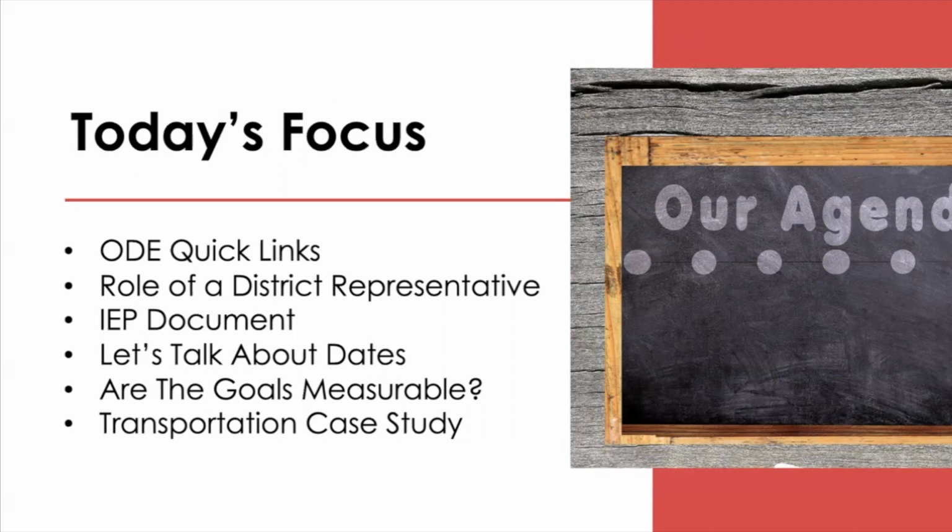We will briefly again touch on the role of a district rep and why that is important to make sure you have the right person in the right place. We will go on a little journey through the IEP document and the required elements of those as well. We'll talk a little bit about measurable goals. We'll do a little mini transportation case study with a couple little question and answer pieces. And then our hope is to get into some progress monitoring as well.